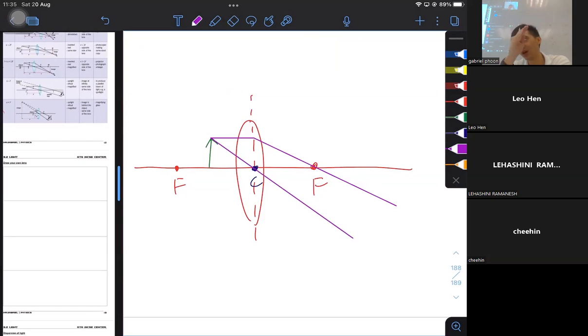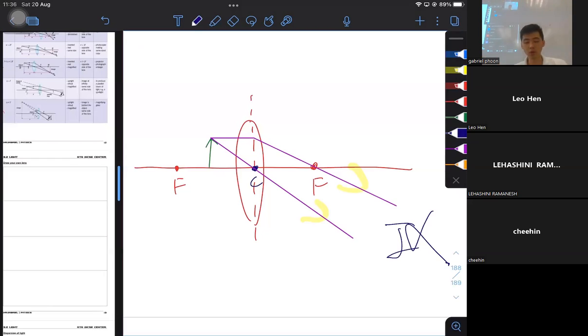Your first light ray will cut through the focal point, your second light ray will cut through the optical center. And here is the first problem. You notice that these two light rays are diverging away? They're supposed to converge, right? But right now they are diverging away. If they are diverging away, it means your image will not be produced here.